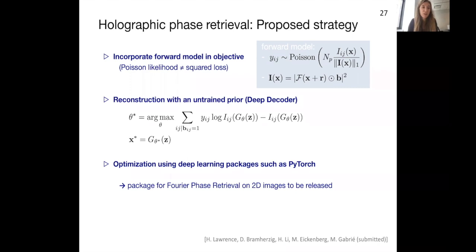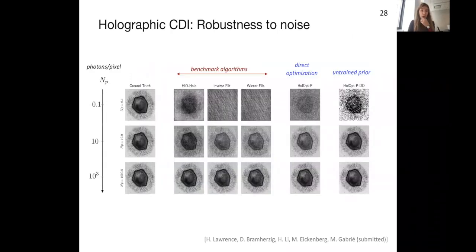And okay, implementing this strategy, we were able to compare it to benchmark algorithms for different levels of noise. And here, the higher number of photons means the lower level of noise. And we can see that if we are comparing to benchmark algorithms, either doing direct optimization, but all the more so if we are including an untrained prior, we are really managing to reconstruct much better this image of a virus. And if we have very drastic levels of noise, we are still able to distinguish a bit the outline and the contrast of the image, which is lost by the other algorithms.